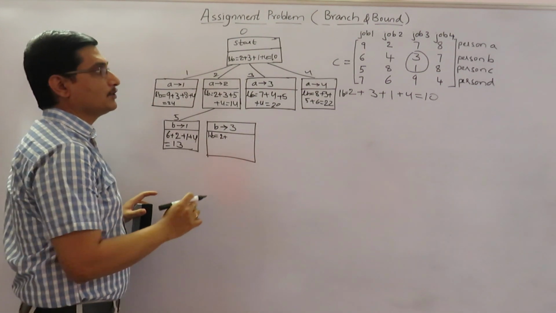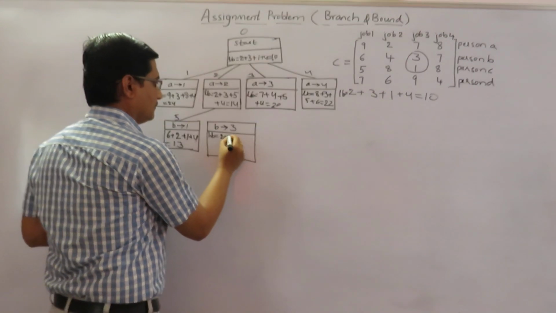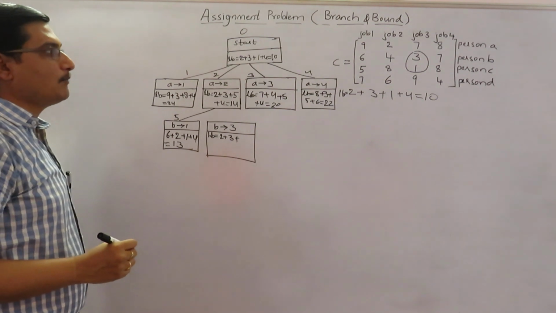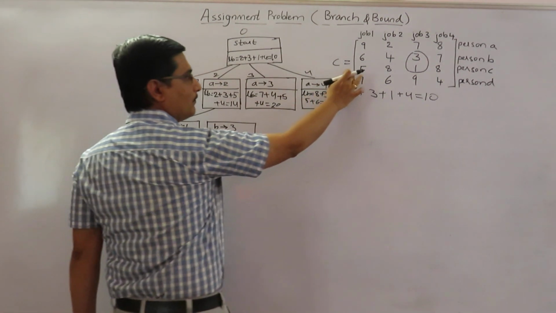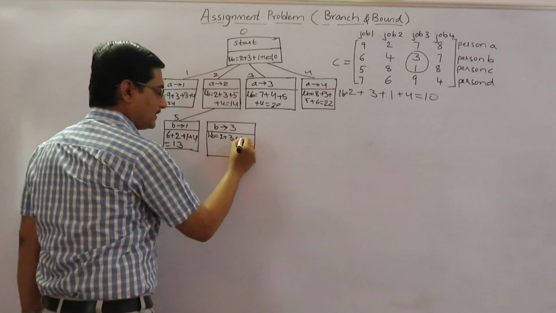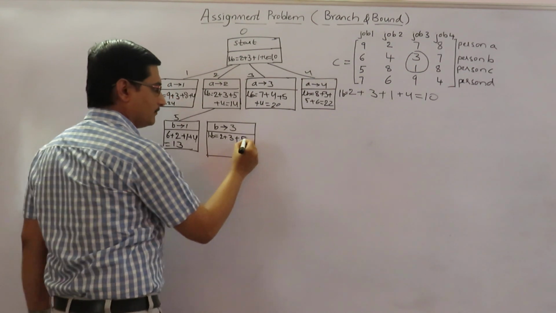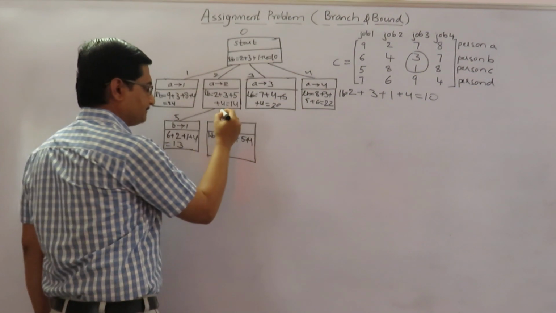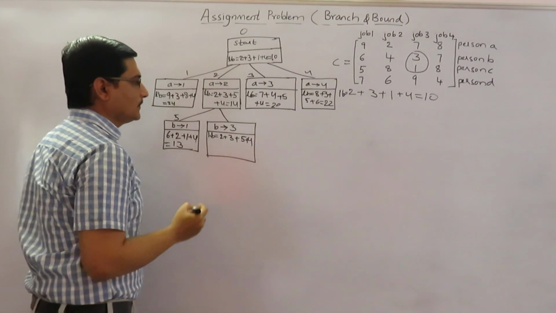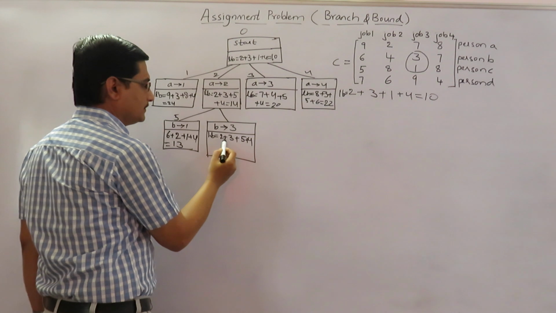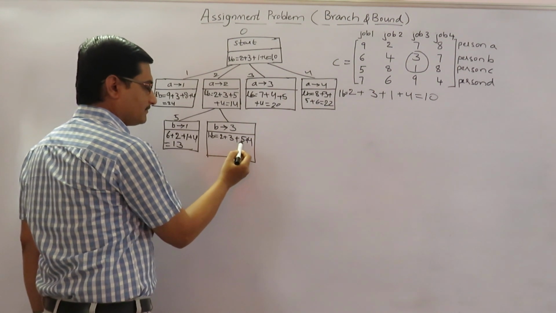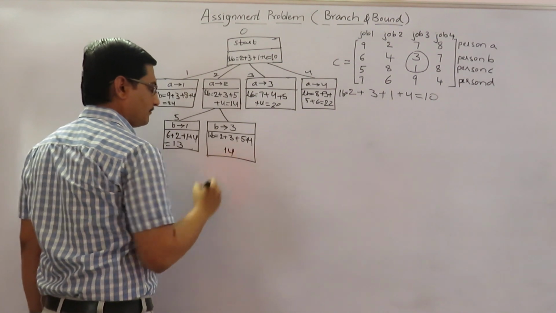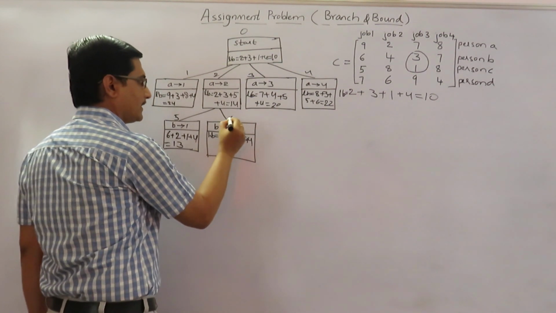Next, job 3 should be assigned to person B. And the remaining jobs are job 1 and job 4. So we can assign this job to person C, that is 5, and job 4 to person D. If it is the case, then 3 plus 2 is 5, 5 plus 5 is 10, 10 plus 4 is 14. 14 is the value we are getting.